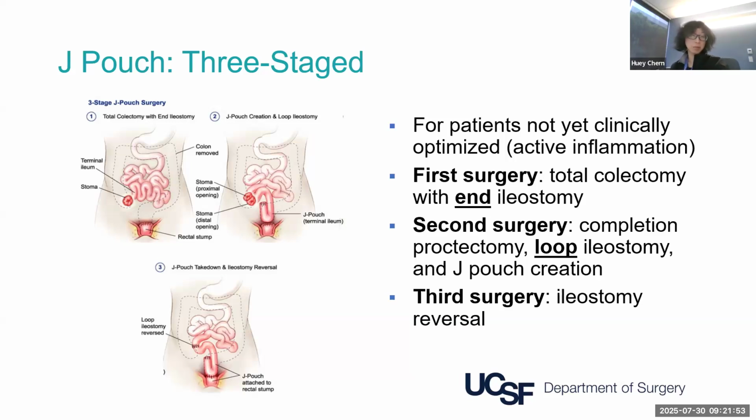So the total colectomy would be done initially. And then the second surgery would be a completion proctectomy, going back to take care of the rectal stump, and form the J-pouch if that's what the patient decides. And then at that second stage, also protecting that J-pouch with a loop ileostomy. And the third surgery is to reverse the ileostomy.